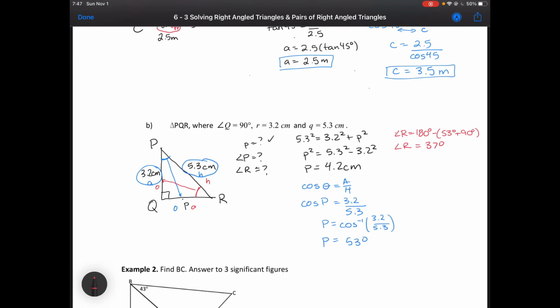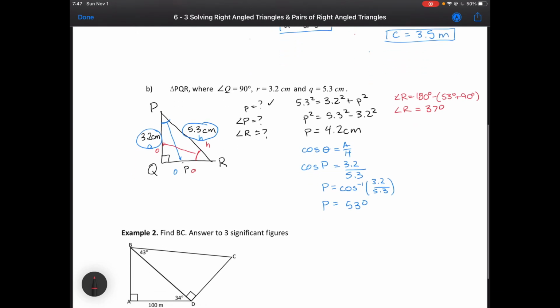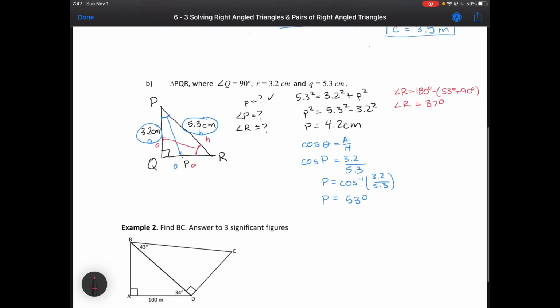I could have also found side length P using right angled trigonometry once I'd found one of the angles first. There's not really a right way to do it. There is sometimes a more efficient way. That is what it means to solve a triangle. Now let's do an example here.